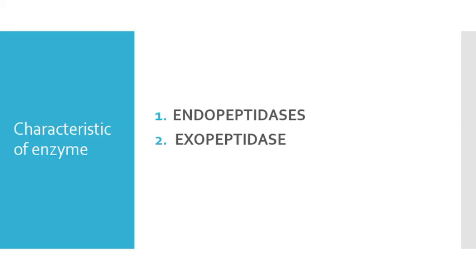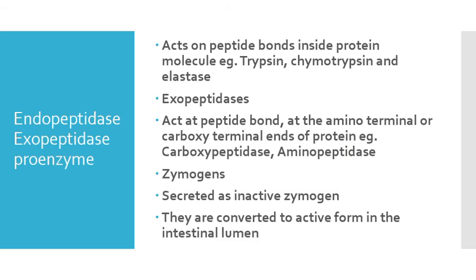Then characteristics of enzymes: endopeptidase and exopeptidase. There are two enzymes. The first one is endopeptidase and the second one is exopeptidase. And what is the speciality of endopeptidase, exopeptidase and proenzymes? Endopeptidase acts on peptide bonds inside the protein molecule. Example: trypsin, chymotrypsin and elastase.